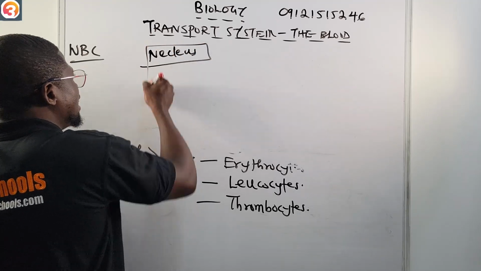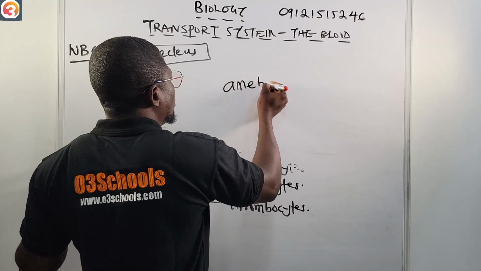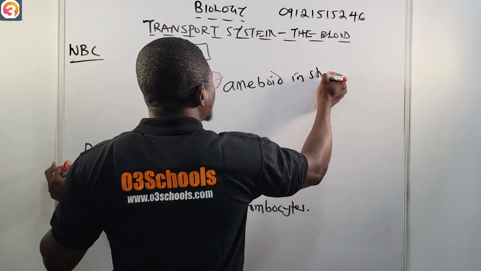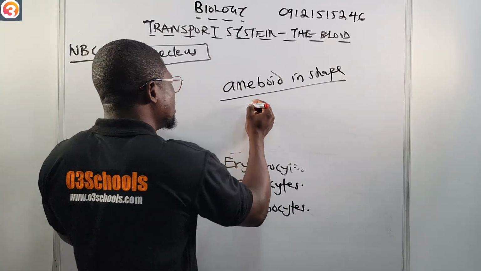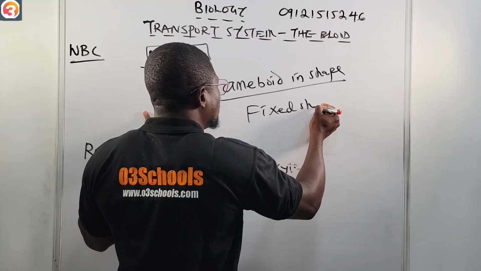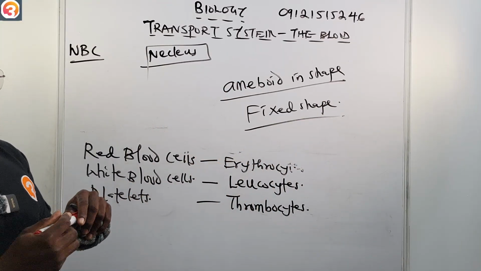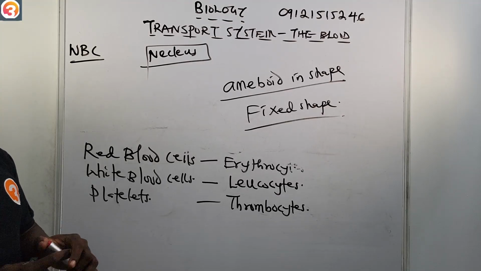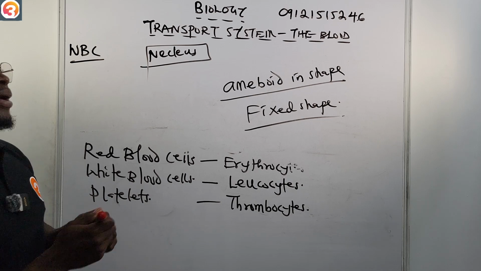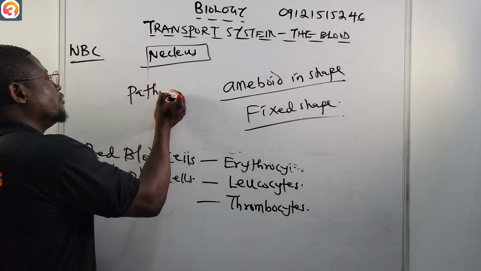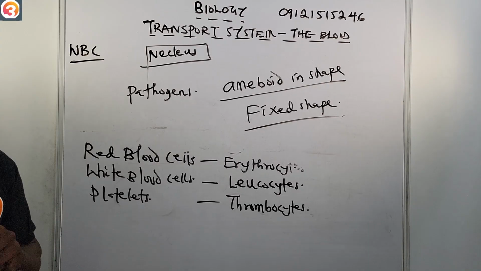Another important thing to know about the white blood cells is that they are amoeboid in shape. What does amoeboid in shape mean? It means that they do not really have a fixed shape, and you will see the importance very soon. What is the function of the white blood cells? The function of the white blood cells is to fight pathogens. That is their major function.